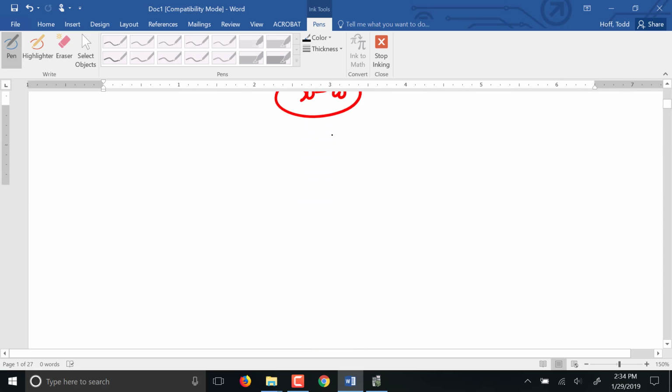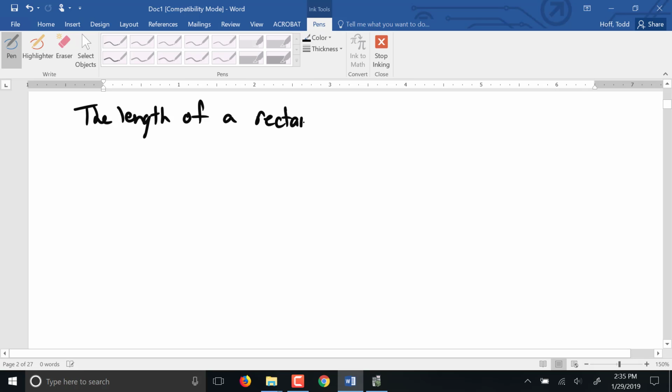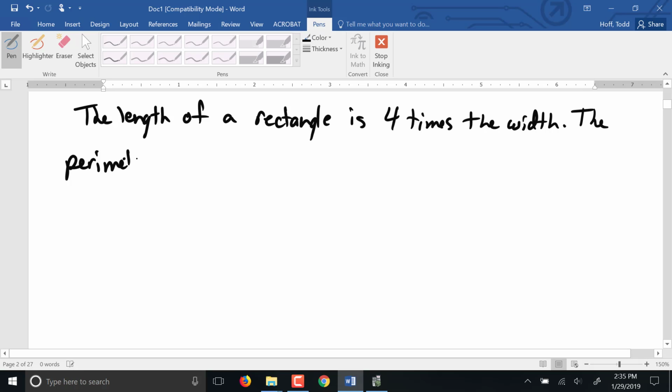And there are, of course, different variants of that formula. You might have: the length of a rectangle is 4 times the width. The perimeter is 180 feet. Find the length and width.